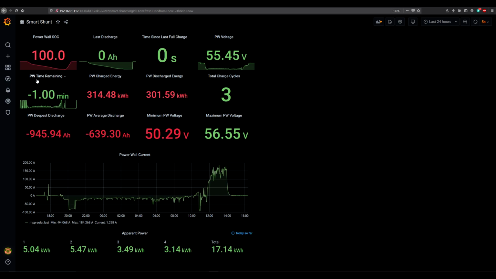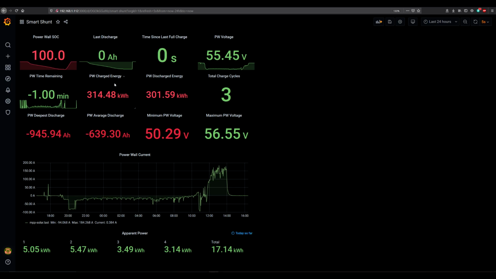However, it will display time remaining depending on what kind of load you have on your battery, what kind of load you have on your power wall. Same as with other shunts, they can display this information. This is exactly the same. In the Smart Shunt Bluetooth software, it shows infinite where I show minus 1 minute. Maybe I can change this into something else, but this is what it shows right now.